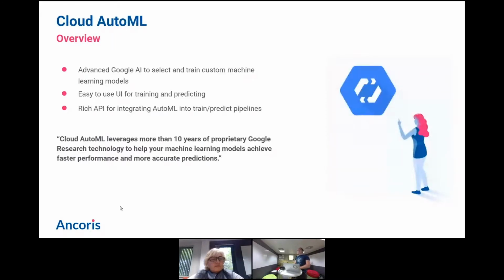It actually uses AI to select and train machine learning models for you. Really easy to use. There's a UI that you can use, or there's an API for both training and predicting. And it leverages more than 10 years of proprietary Google research technology. If you think about Google, they are arguably the world leader in AI. They've got a lot of models sitting behind the scenes. And with AutoML, every time you train a model, it's helping other models learn what's the most effective model to use. So yeah, really good technology.